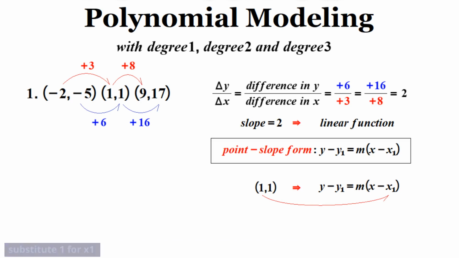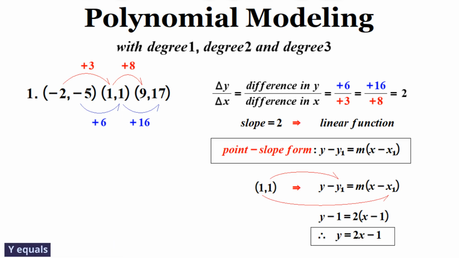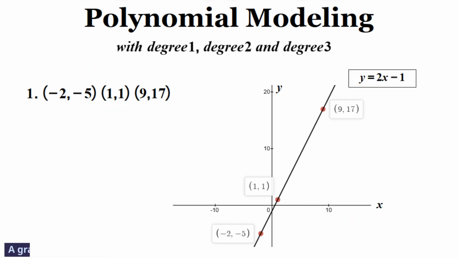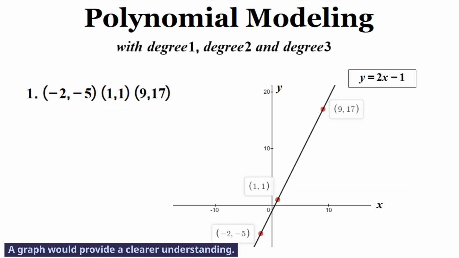Substitute 1 for x1 and 1 for y1. We derive the equation y equals 2x minus 1. A graph would provide a clearer understanding.